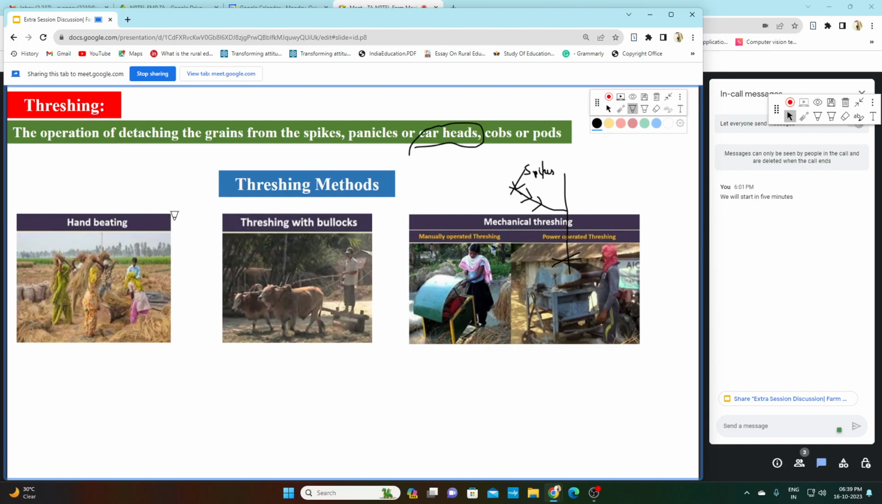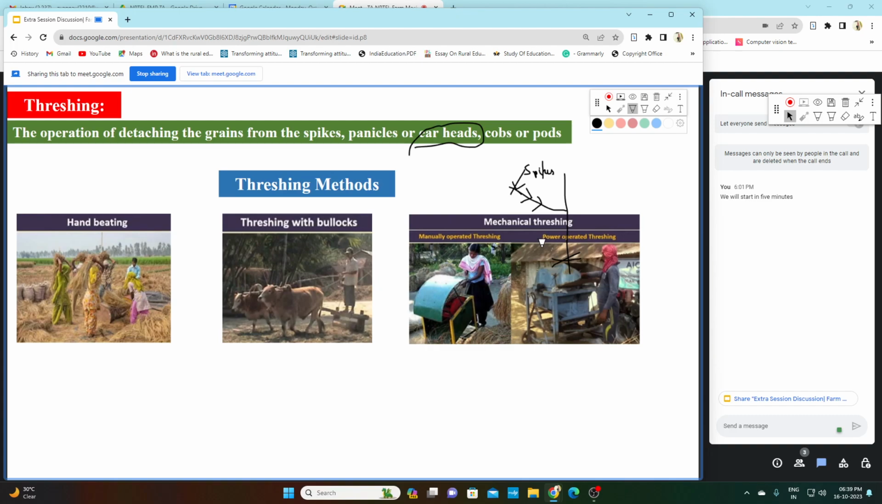Again I want to grab your attention. For any farm machinery operation we have to provide power, and that power can be provided by either humans or animals, or we can go for mechanical or electrical power. So in this also we can do the threshing operation by human power, that is hand beating. We can take the help of animals, that is animal power, here is threshing with bullocks. And third, we can go for mechanical operation.